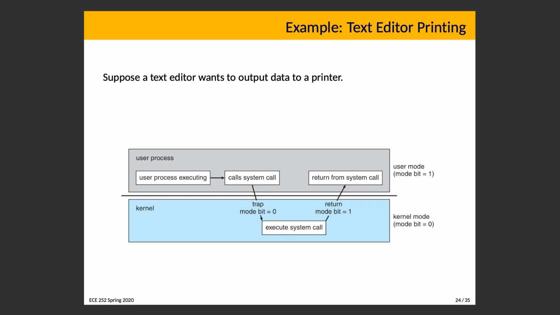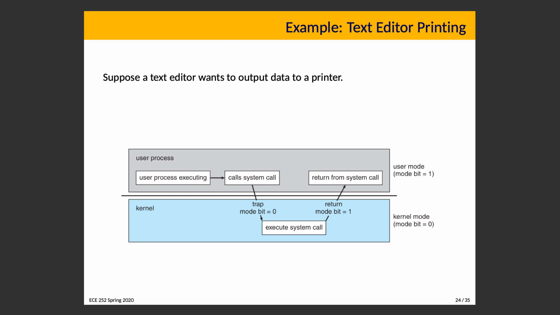So if you wanted to, in a text editor, send some data to a printer, it looks something like this. There is a user process executing. Well, we're just running the program in the normal way. At some point, we take an action that results in a system call. In this case, we're going to go to the print button and click it. That results in a system call. That generates a trap. This wakes up the operating system.